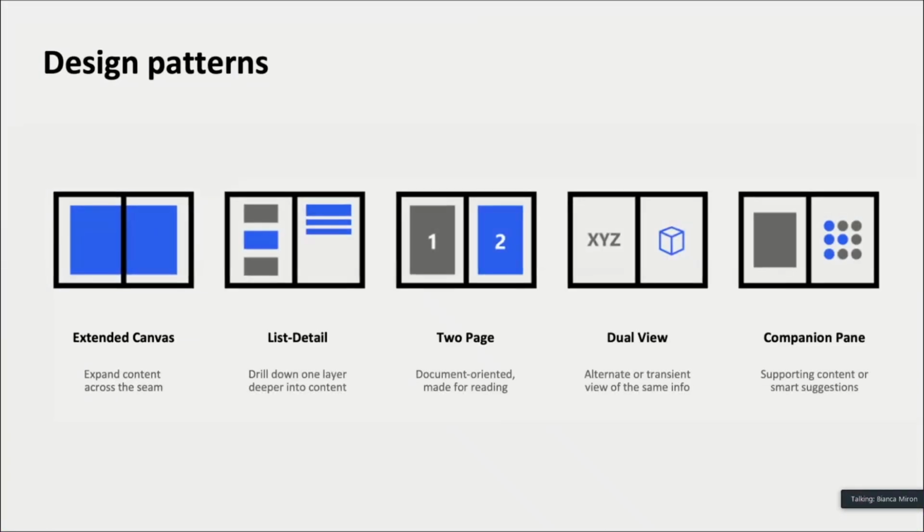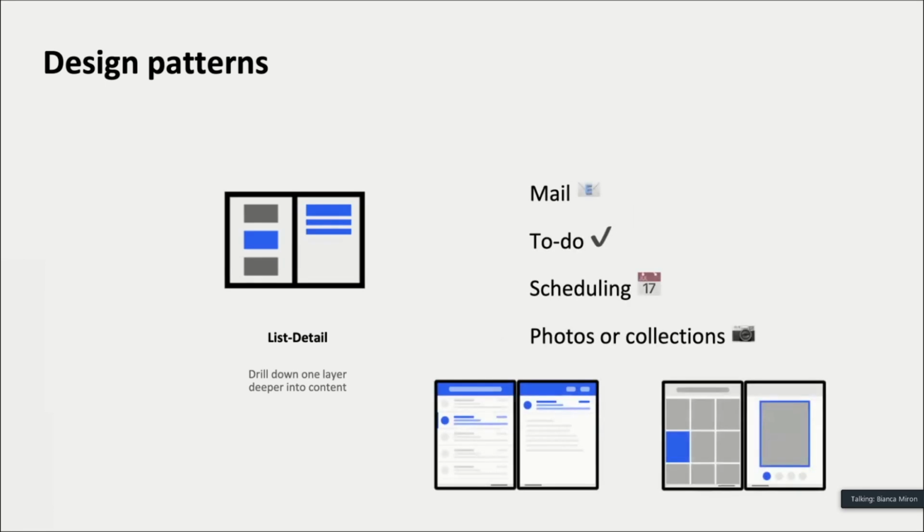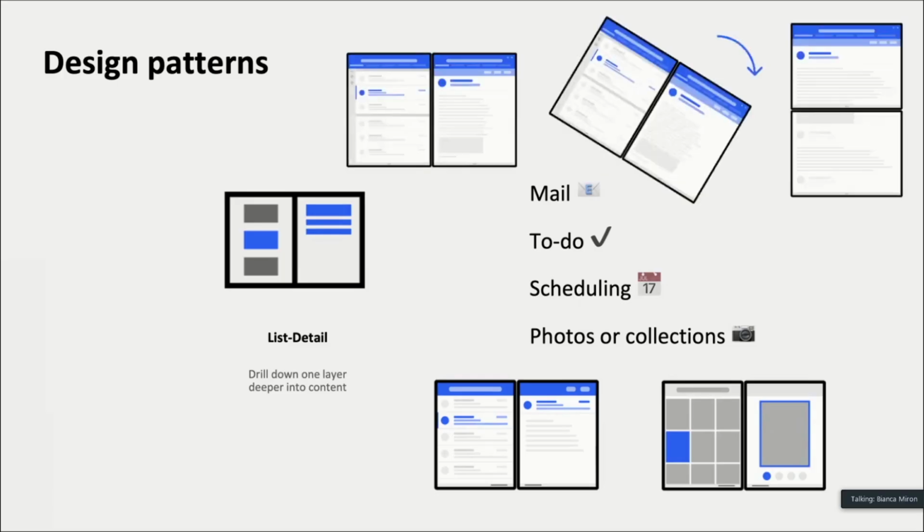Then, the list detail pattern shows a list of items on one side and the selection on the other. As you have seen in the videos before, this already applies to the Outlook application, but you can also have photos or collections app, scheduling, to-do, or other mail applications so that you can see the whole thread of an email in one place.